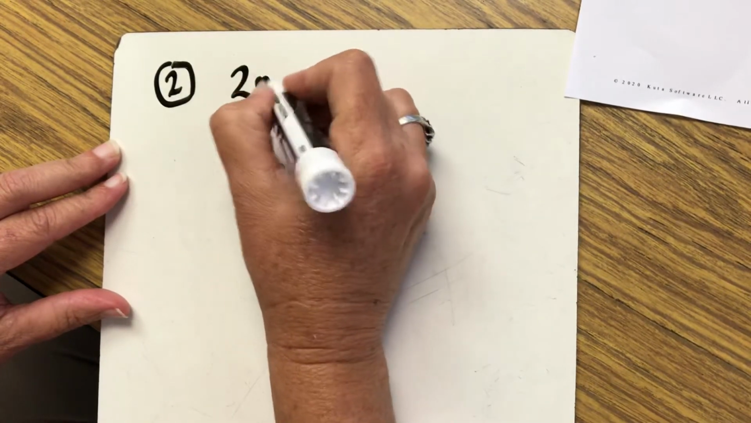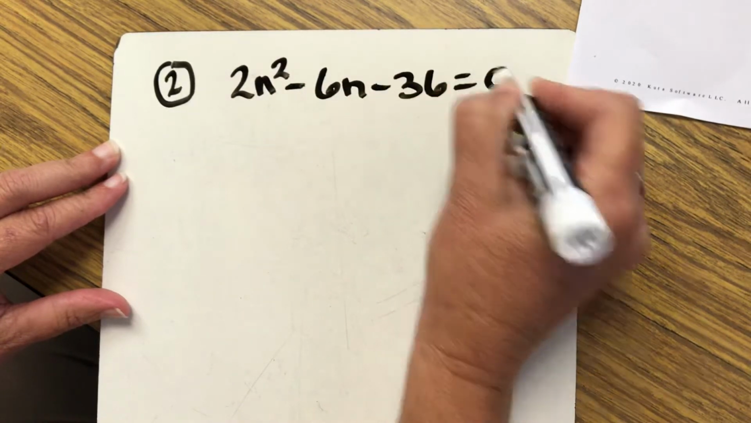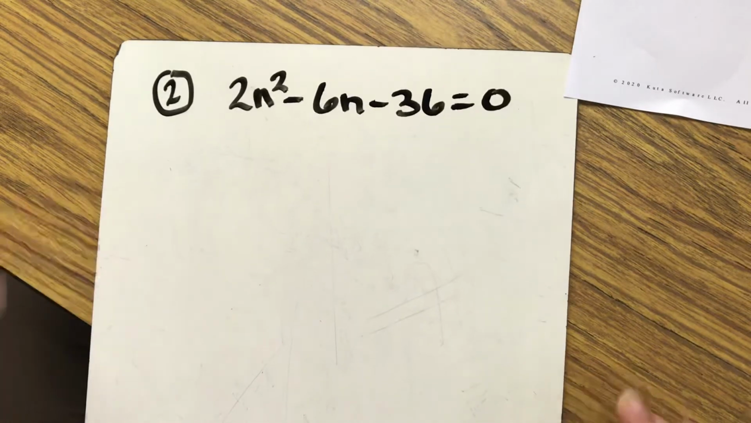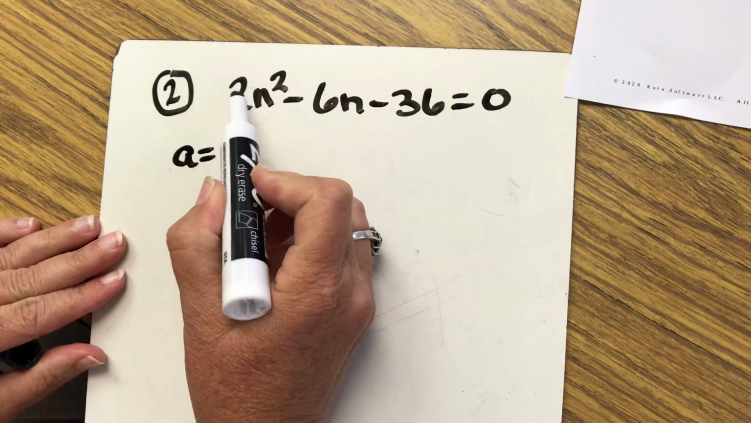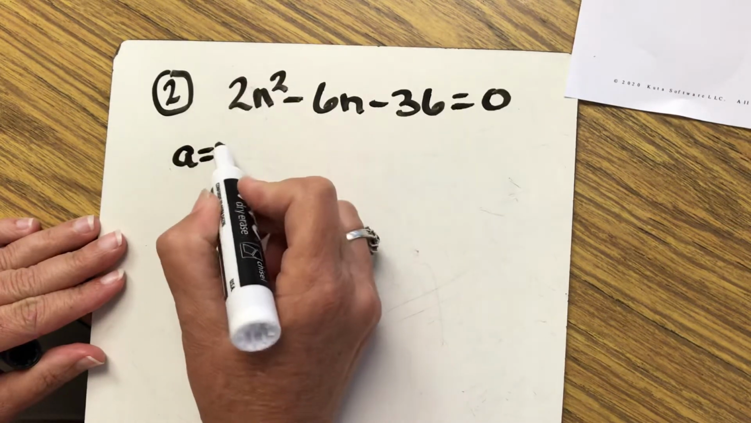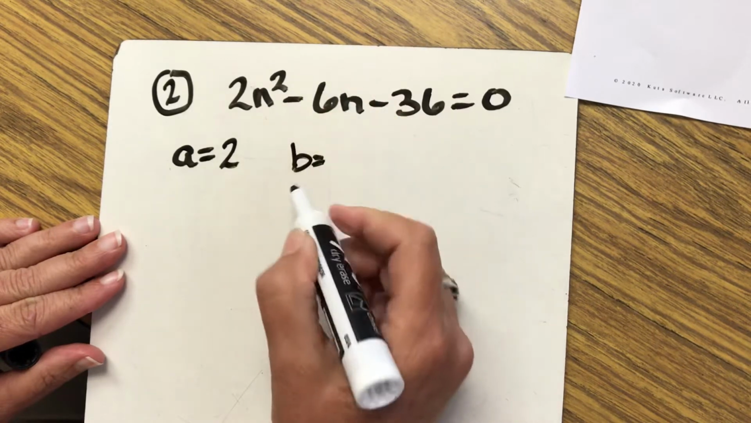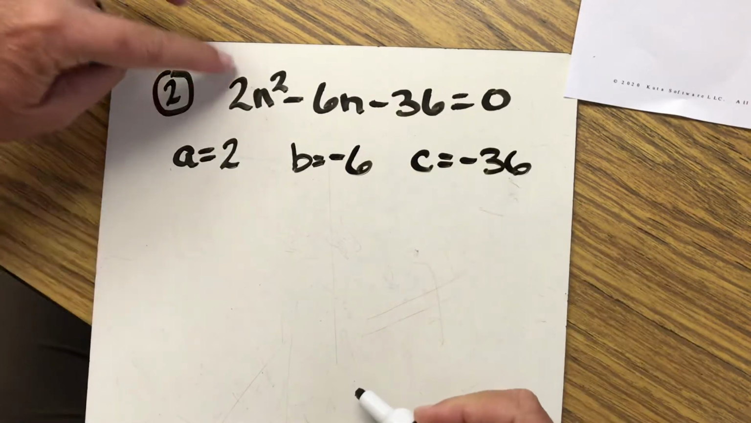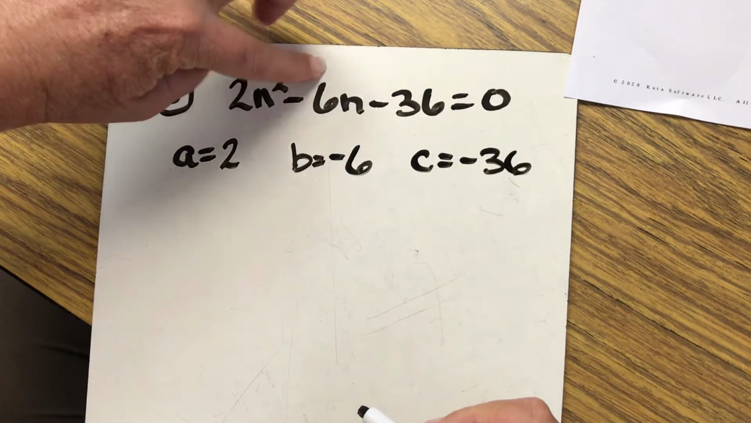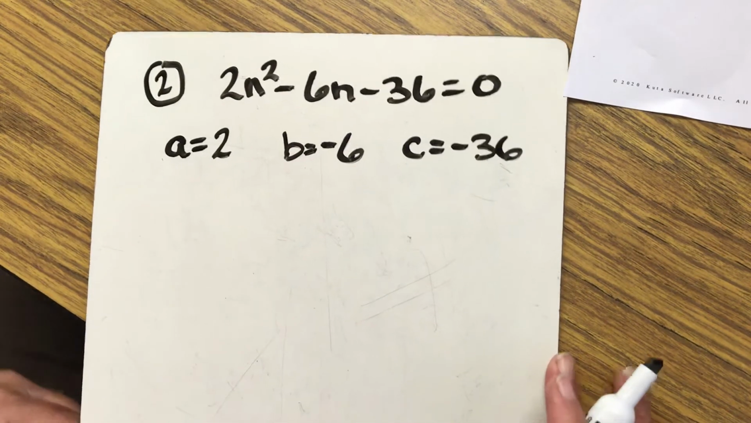is 2n squared minus 6n minus 36 equals 0. Our first step is to identify our A, B, and C. A is the numerical coefficient in front of the n squared, the variable squared, so that's 2. B is the one in front of the n to the power of 1, that's negative 6. And C is our constant, negative 36. So that's my A, that's my B, and that's my C.